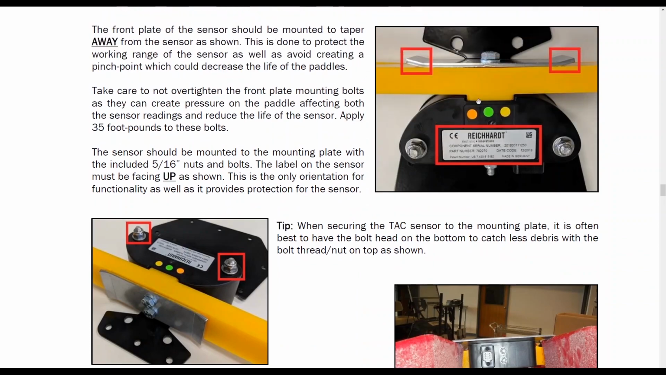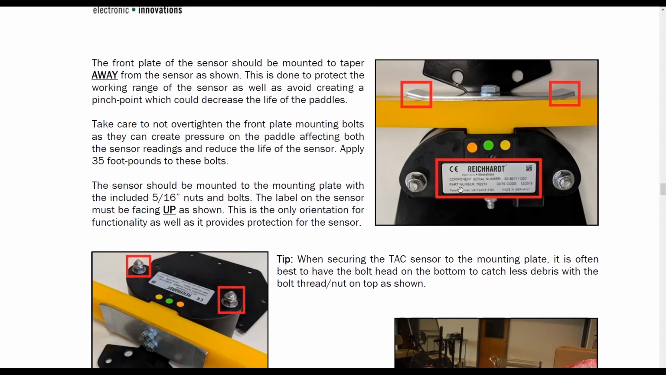Another important note is you see right here at the top of the TAC sensor we have a label with our company name on it. You want to make sure that this label is facing upright with our system. If this label is not facing upright, TAC 1 and TAC 2 have now become TAC 2 and TAC 1, and your signals will become inverted.